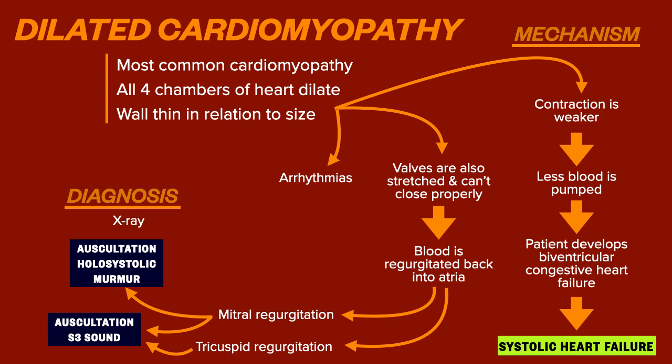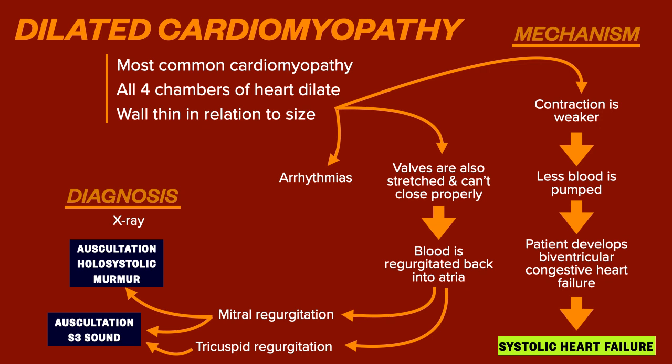Okay, and here we have the most common type of cardiomyopathy, which is called dilated cardiomyopathy, which can cause all four chambers of the heart to dilate, get bigger, and here new sarcomeres in the walls are added in series, and the chambers grow larger, which leaves the walls relatively thin in comparison to the chambers.